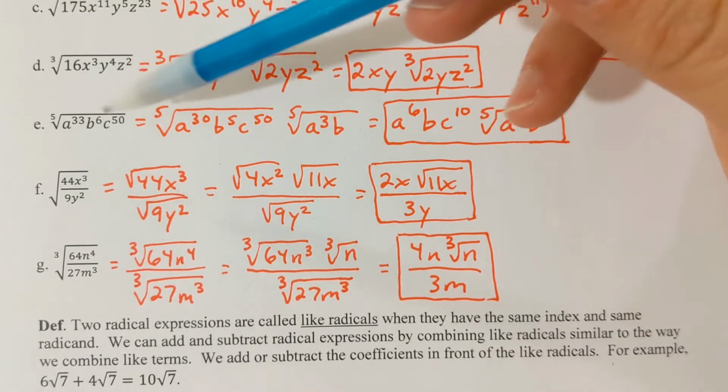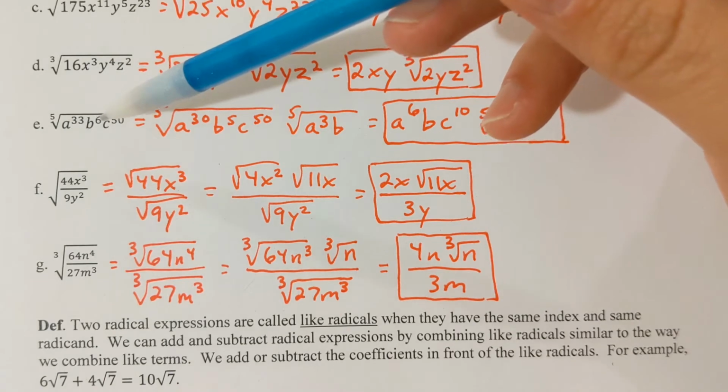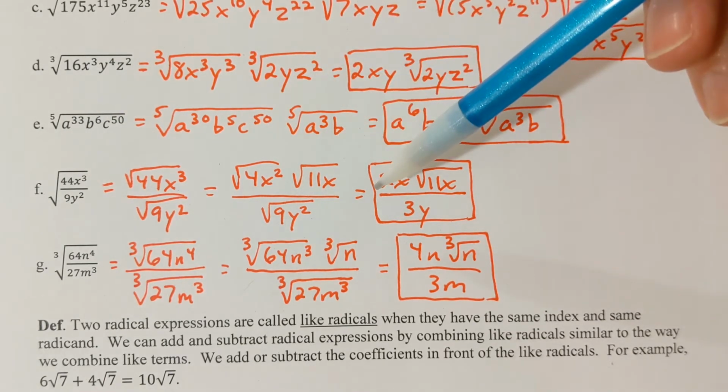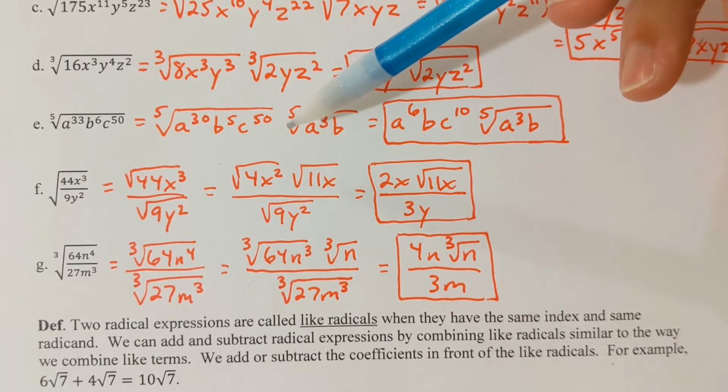So a to the 33rd, that's the same as a to the 30th times a cubed. B to the 6th, that's the same as b to the 5th times b. C to the 50, well, 50 is already a multiple of 5, right?